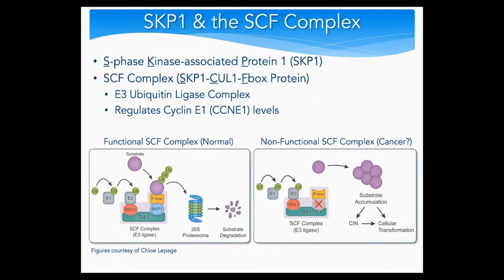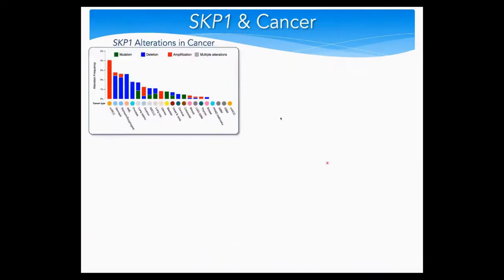However, what we think is happening when we silence SCIP1 is we lose SCIP1 expression. We no longer have a functional SCF complex. Those substrates are no longer polyubiquitinated or degraded, and as a result, those substrates accumulate. And we think that substrate accumulation induces CIN and/or cellular transformation.